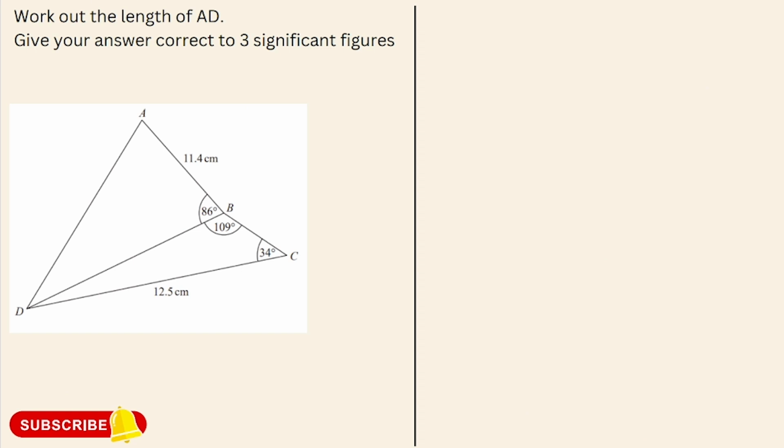So let's move on to the next question. Work out the length of AD. So you can see that AD is over here. So what I'm going to do is highlight this section of the triangle. So we can see two different triangles, and the two different triangles unfortunately are not right-angled. Okay, so what I need to do first is work out this length over here. So I'm going to quickly draw this triangle.